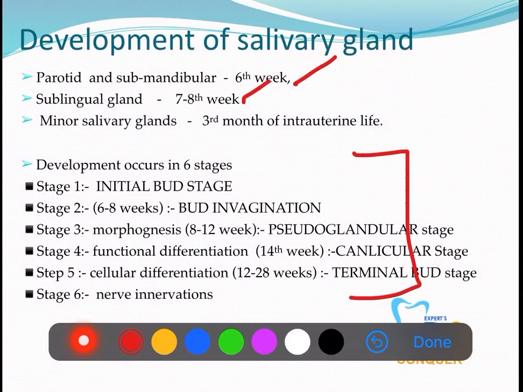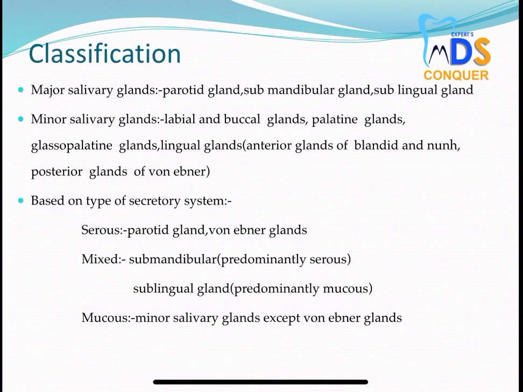Mainly you have to write the 6 stages: the bud stage, the bud invagination, the pseudoglandular, the canalicular, terminal bud stage, and nerve innervation. If you can name them, and if you can draw a diagram related to that, that will be helpful. Coming to the classification of the salivary glands, it is very important.